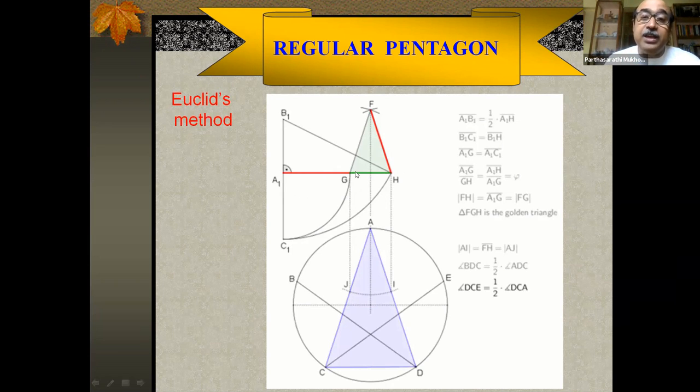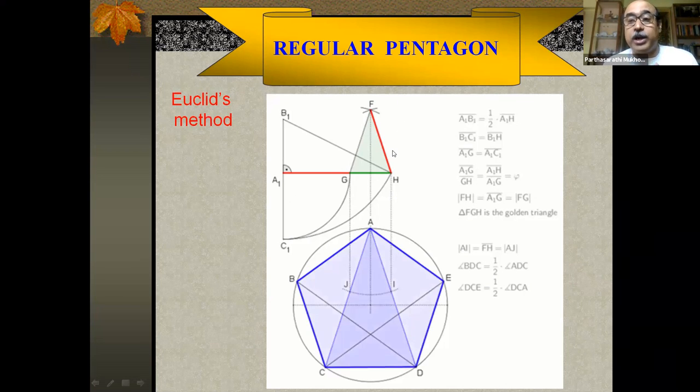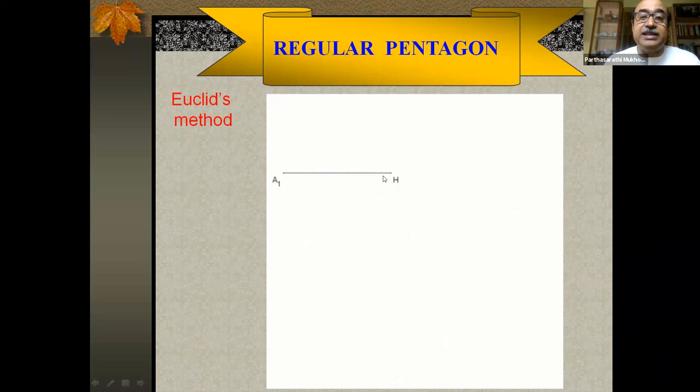So when you construct an isosceles triangle such that two of its sides, the base and one of the equal sides, are in a golden section, it's called a golden triangle. So Euclid first constructed this golden triangle. That's a lengthy step-by-step method given there. And using that golden triangle inside the circle, he finally accomplished the construction of a regular pentagon. One beautiful property of this golden triangle is that the base angles must be equal because it's an isosceles triangle, but the base angles are exactly twice the angle at the top.